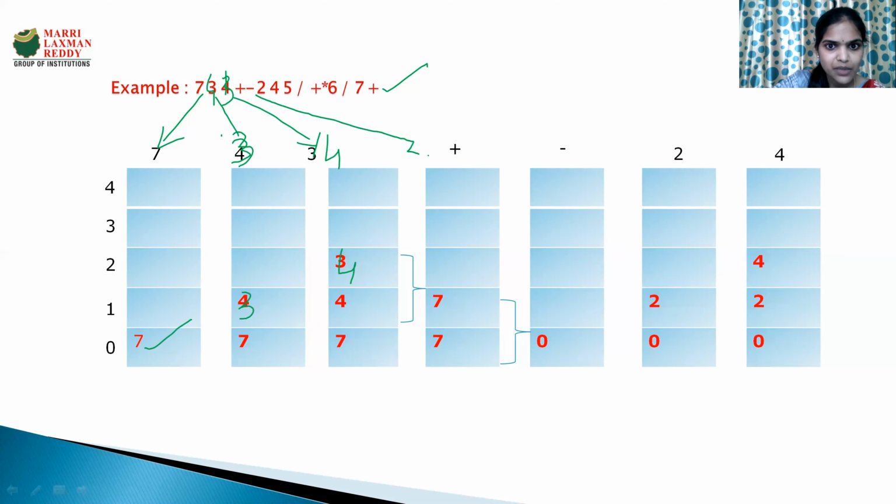Again we have the plus symbol. So when I perform plus on the last two operands, we get a resultant, that is 7. Again I have minus. When I perform minus on the 7 and 7, I get 0. After minus, we have 2. So 2 is a value I have pushed onto the stack. Next I have 4, so I have pushed it onto the stack.